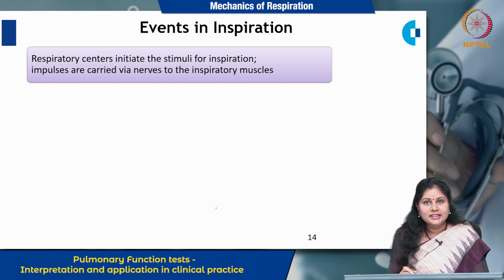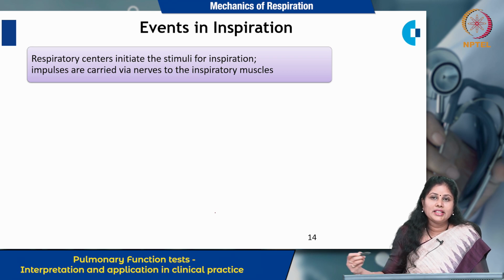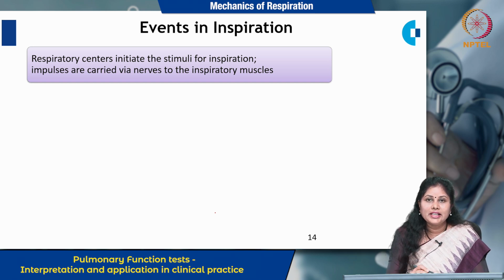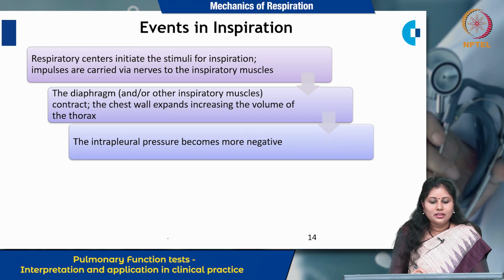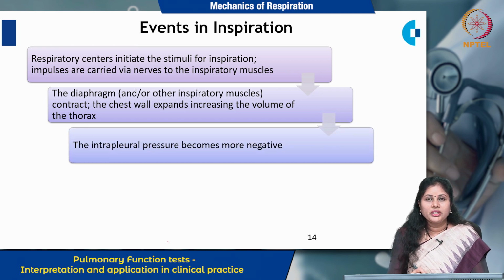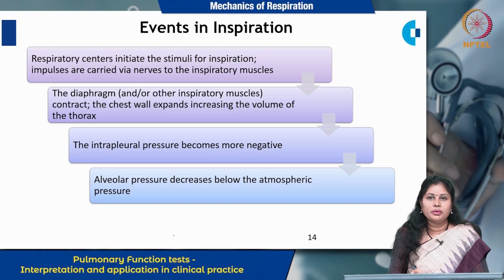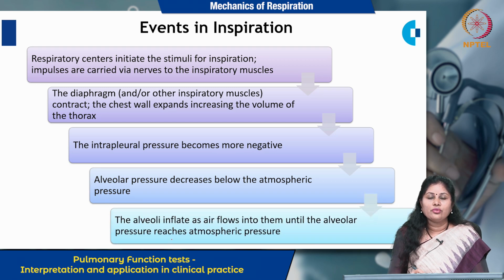The respiratory centers initiate the stimuli for inspiration, and these impulses are carried via the nerves. The phrenic nerve carries the impulses to the diaphragm, and the intercostal nerves carry the impulses to the external intercostal muscles. This causes the diaphragm and the external intercostal muscles to contract, which increases the cavity size of the thorax. Because of that, the intrapleural pressure becomes negative, and the intra-alveolar pressure also becomes subatmospheric. So, the air from the atmosphere rushes into the lungs.